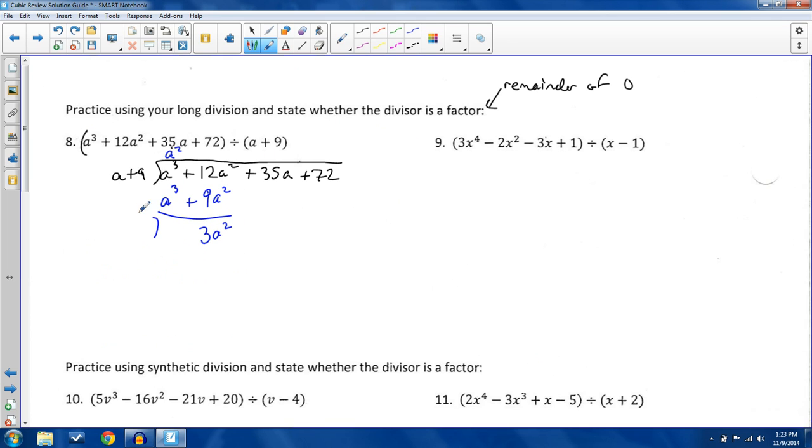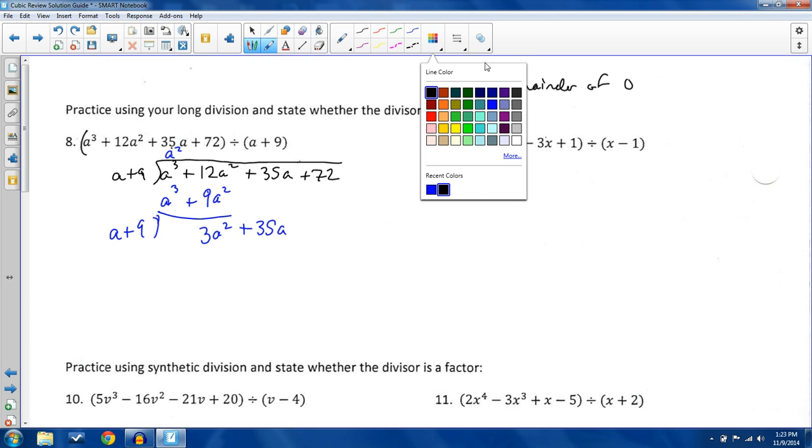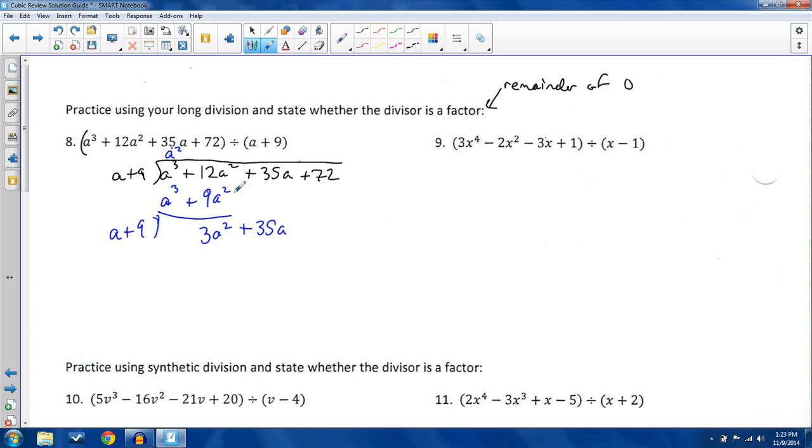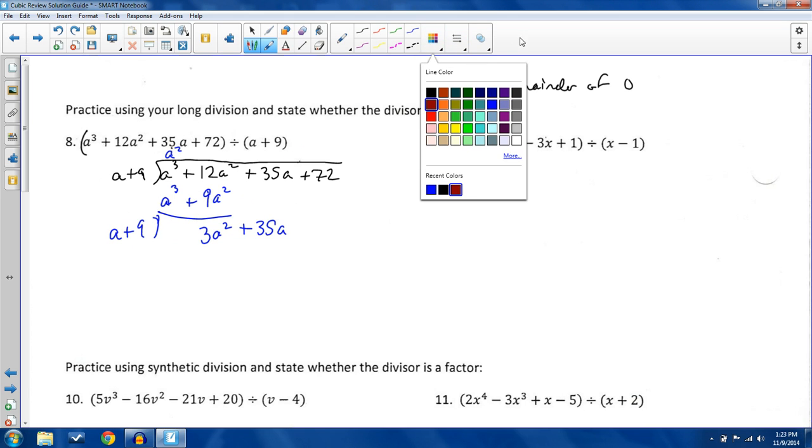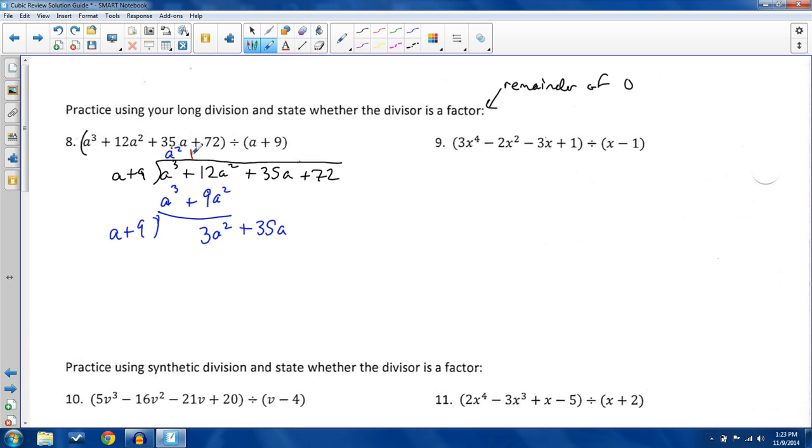I'm going to compare that, plus 35a. I bring that down. I need as many terms to bring down as I have right here. So I can do proper comparison when I do subtraction. How many times does a go into 3a squared? The answer is 3a times. So a times 3a is 3a squared. And again, this should always cancel out right there. That's the point. We're trying to get rid of some values there.